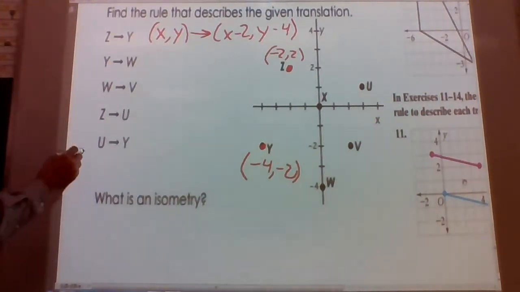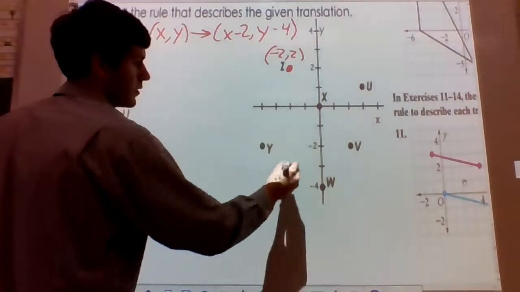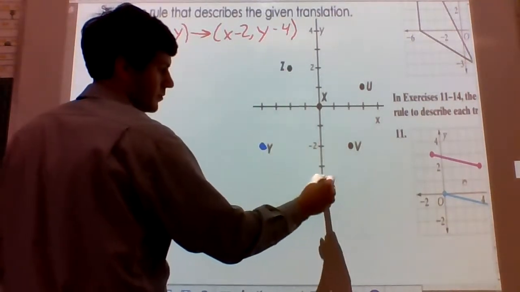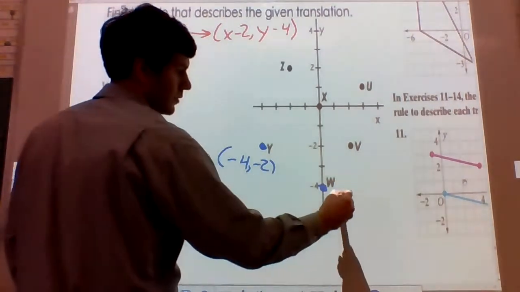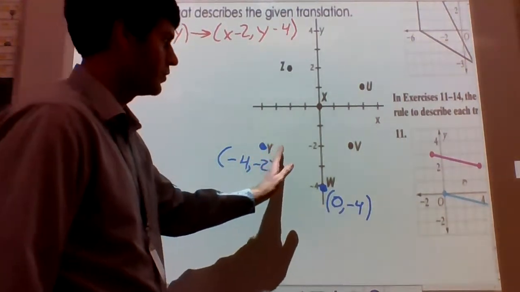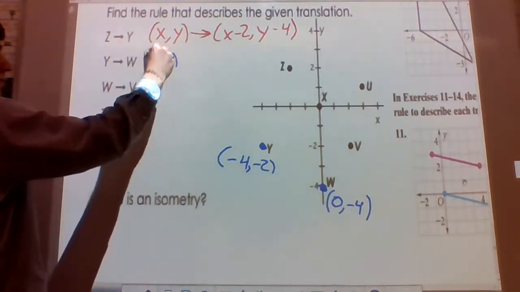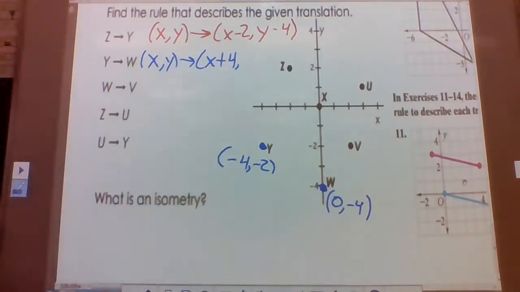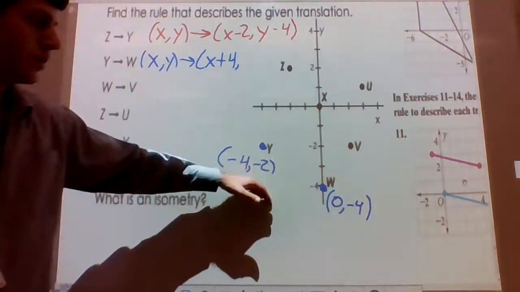Next one's asking us to go from Y to W. So here's Y, here's W. Again, Y was negative 4, negative 2. W is 0, negative 4. So how do we get from negative 4 to 0? We have to go 4 units to the right. So that's X plus 4. We need to go 2 units down, from negative 2 to negative 4. That means we need to go minus 2.